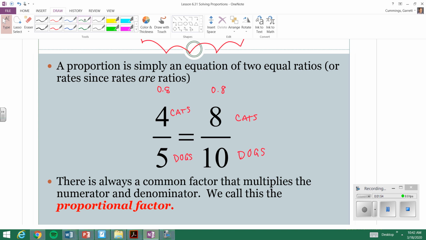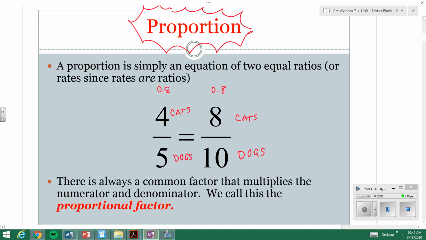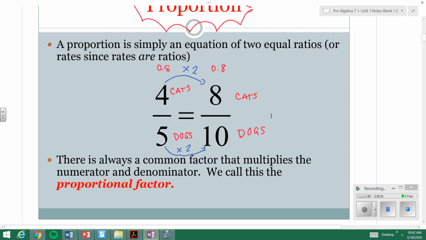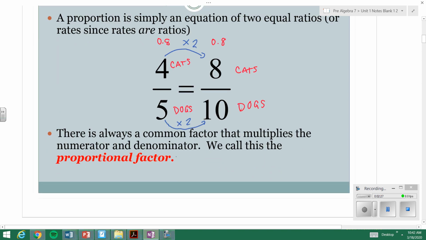Okay? There's an IXL module that calls it something weird and nerdy. The constant of proportionality is what the IXL module called it. But we're just going to go ahead and say the proportional factor. And what is the proportional factor in this one? Well, the proportional factor is 2, because to scale up the number of cats, you multiply by 2, and to scale up the number of dogs, you would multiply by 2. Or going the other way, you could say you're dividing by 2. Either way that you slice that cake, it's true. The proportional factor in this case is 2.